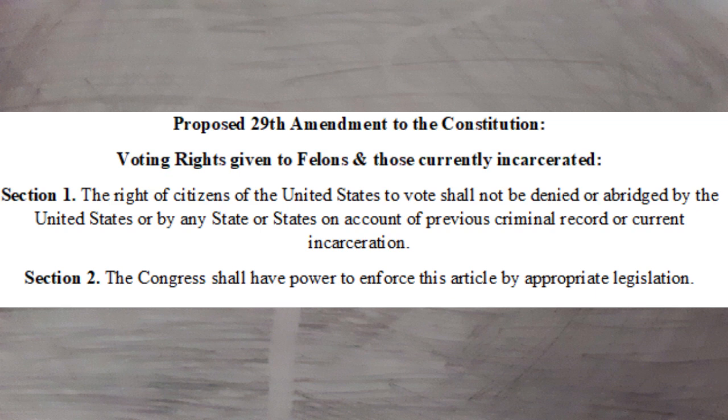Proposed 29th Amendment to the Constitution. Voting rights given to felons and those currently incarcerated. Section 1. The right of citizens of the United States to vote shall not be denied or abridged by the United States or by any state or states on account of previous criminal record or current incarceration. Section 2. The Congress shall have the power to enforce this article by appropriate legislation.